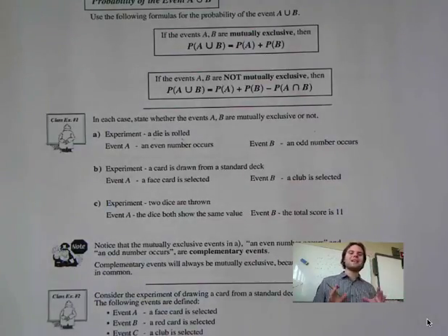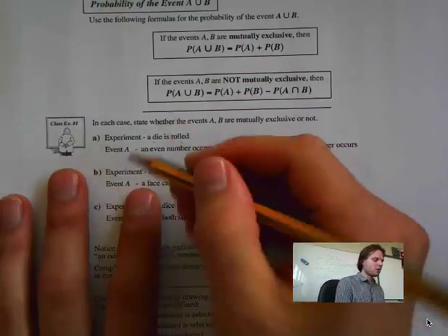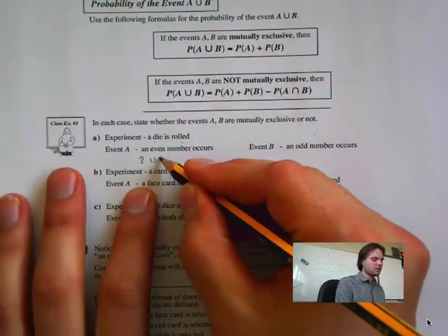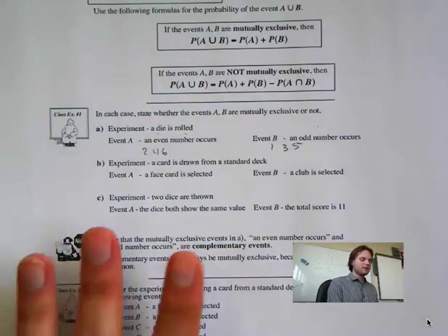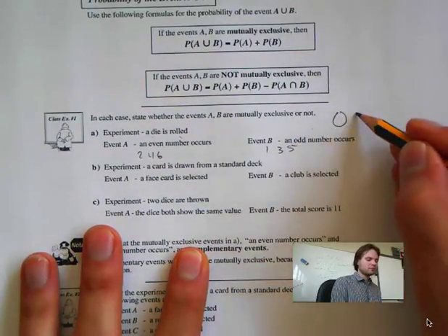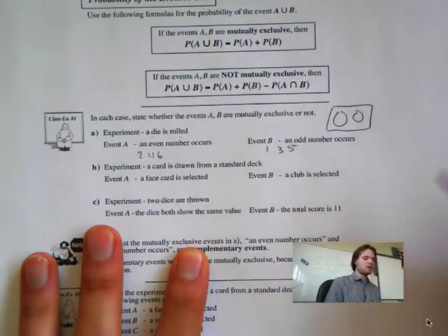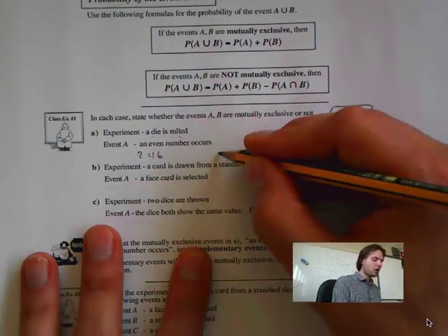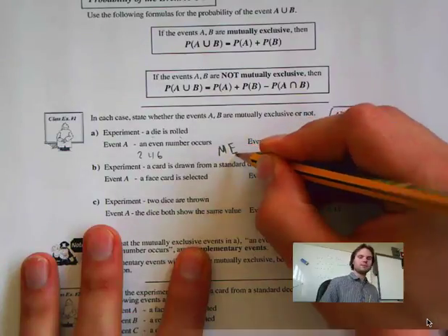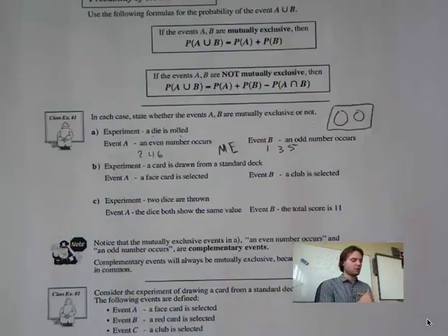Well, if we look at all my even numbers, they are 2, 4, and 6. And my odd numbers are 1, 3, and 5. Well, if I did a Venn diagram for that, here's my whole thing, there's nothing that could overlap. Therefore, these are mutually exclusive. There's no overlap there. Okay?